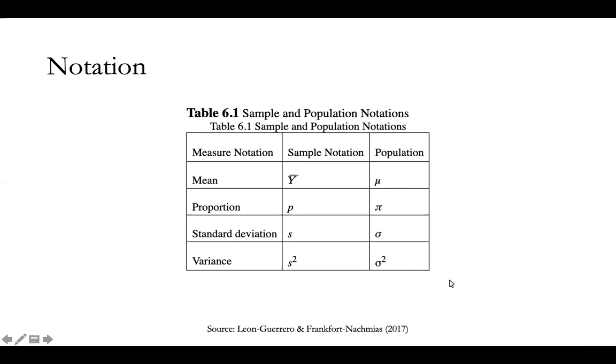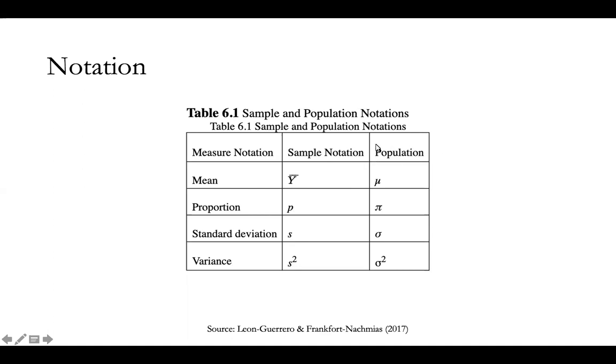In our notation, as we've been talking about the mean, we've used y bar. We've also been using lowercase p for proportion and s for standard deviation, s squared for variance, because variance is standard deviation squared. So that's notation when we have a subset of who we're studying.